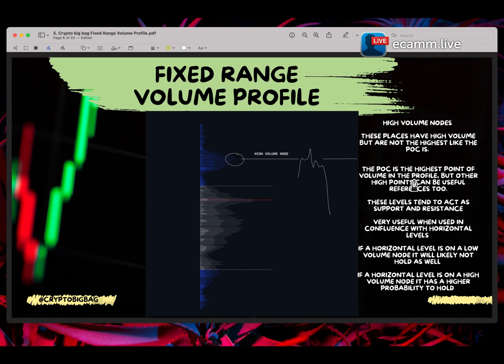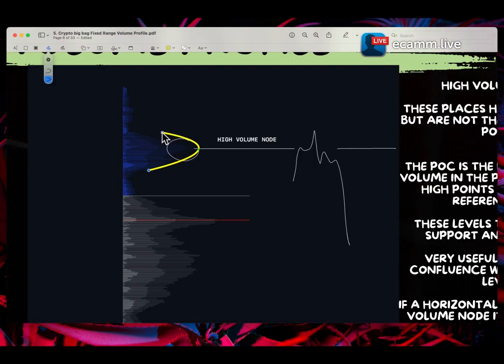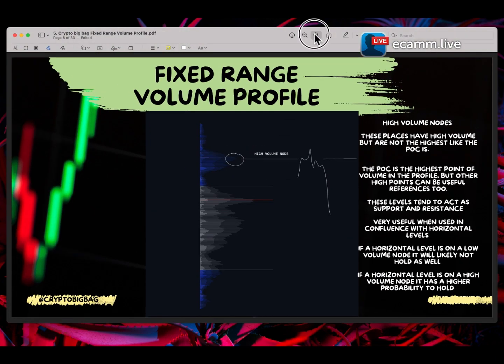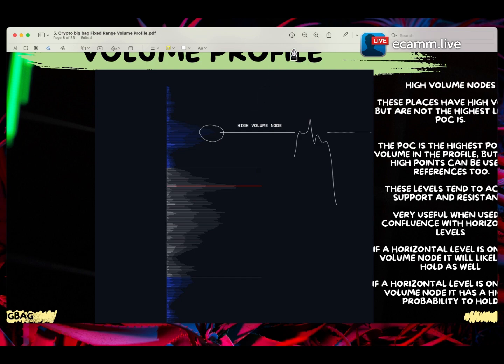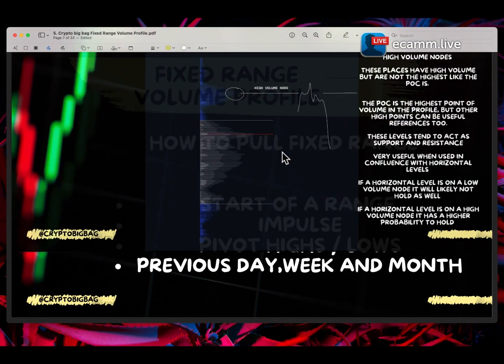The POC is the highest point of volume in the profile, but other high points can be useful reference too, right? These levels tend to act as support and resistance. They are very useful. You have to use them with confidence with other horizontal levels. If a horizontal level is on a low volume node, this will not hold, like here. As you can see, here is a high volume node. This is a low volume node. So a high volume node, the point of control, the value area high and the value area low are the key levels we want to be using.